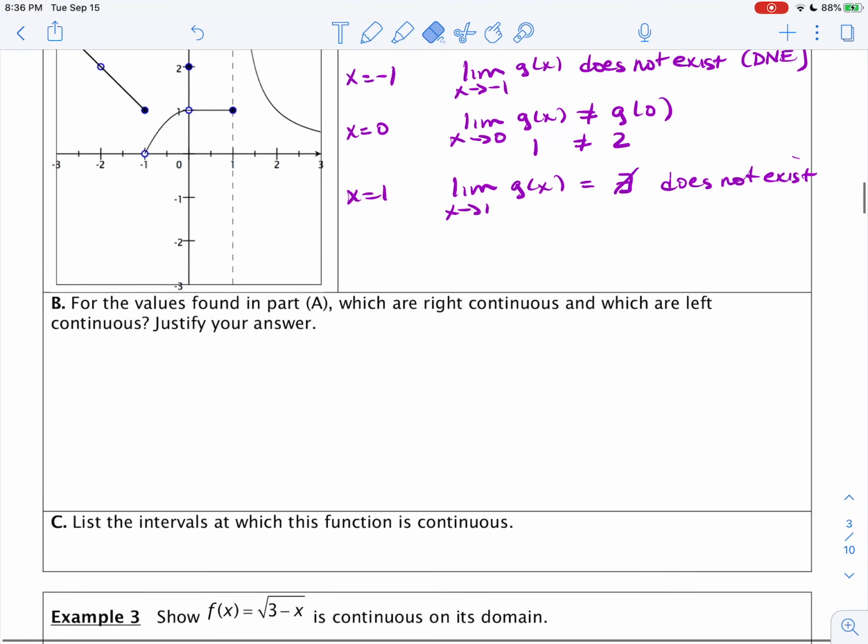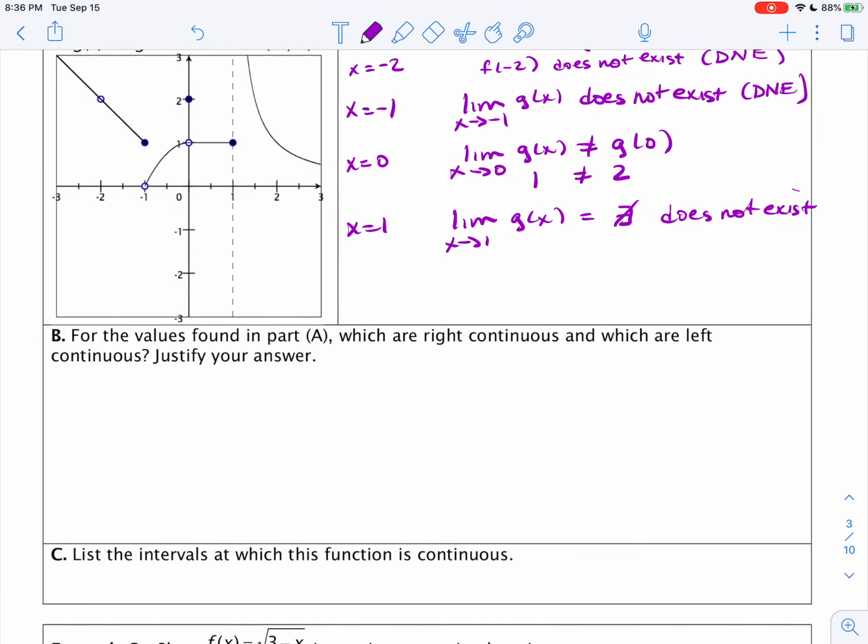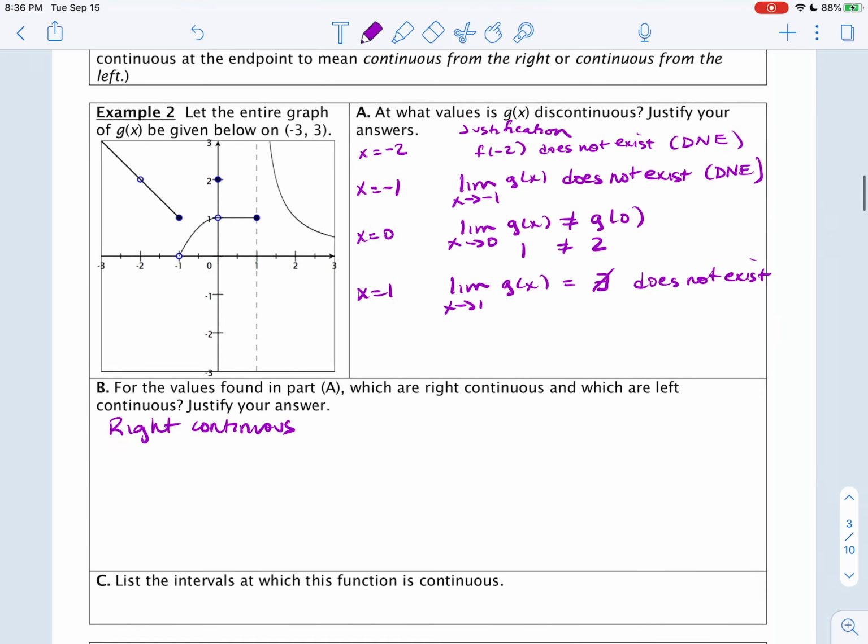Okay, so for the values found in part A, which are right continuous and which are left continuous? Okay, so the right continuous are, do I have anything from the right that is continuous? If I'm just going to look at x equal to 1, the limit as x approaches 1 goes to infinity. So that limit does not exist, and so it's not continuous from the right at x equal to 1.